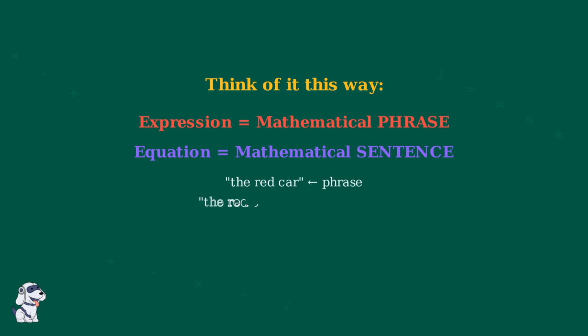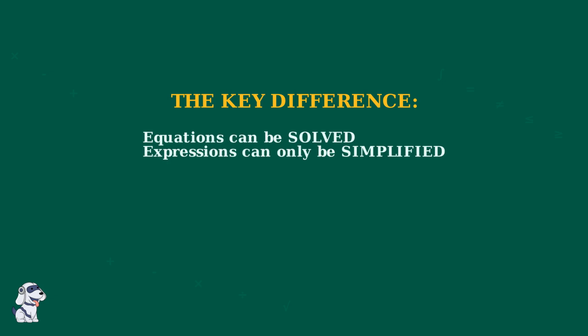Just like in English, a phrase like "the red car" is incomplete, while "the red car is fast" is a complete sentence. Similarly, 4x plus 2 is just a phrase, but 4x plus 2 equals 10 is a complete mathematical sentence. The most important difference is this. Equations can be solved to find the value of unknown variables, while expressions can only be simplified or evaluated.